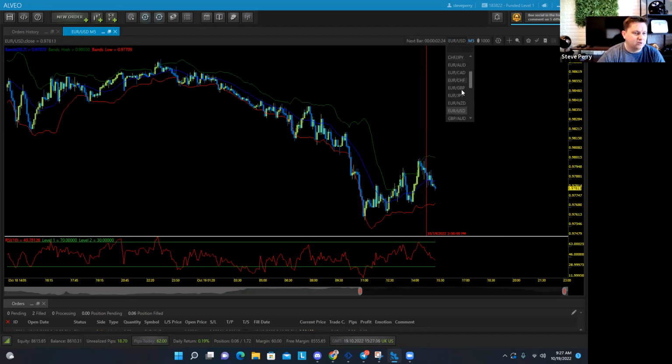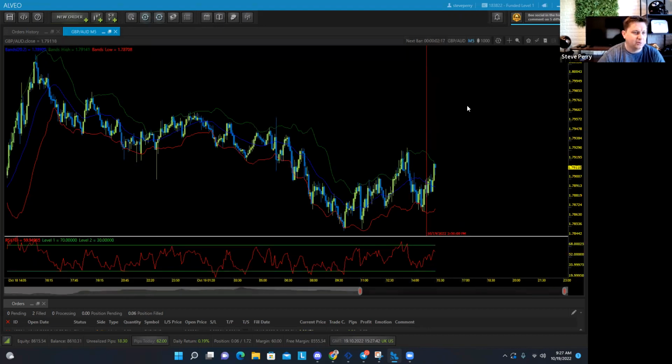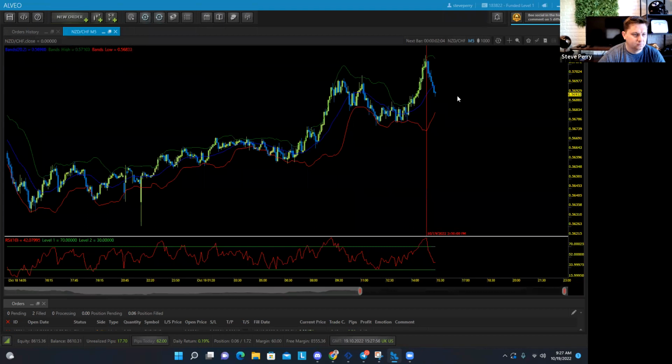Happens on so many pairs, even the pairs that aren't related to Europe often have their own bankers close opportunities, which is great. It's awesome. All right, again, we're staying away from the pounds. Jeez, look how awesome that is.